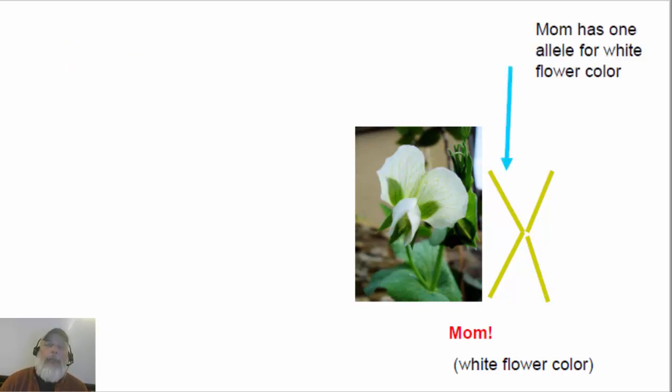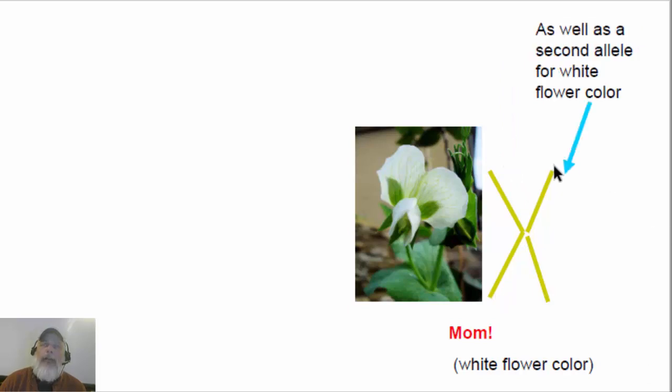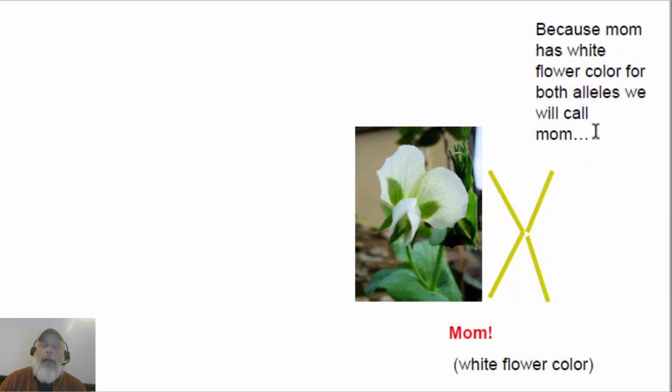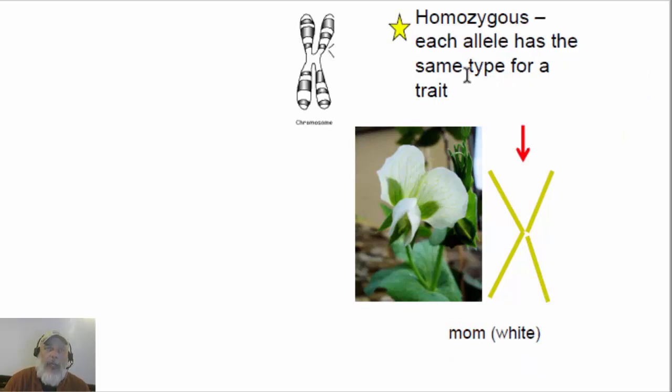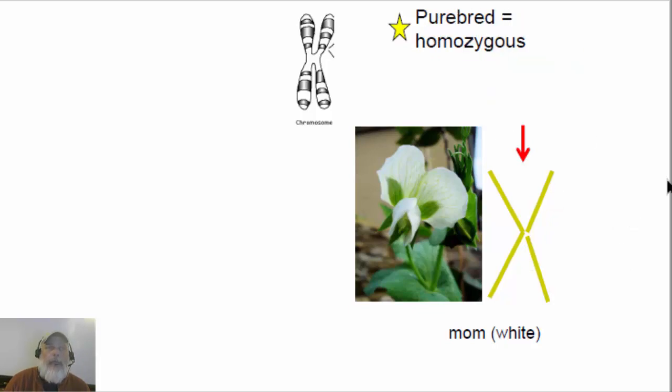Ta-da! All right. Now, Mom has an allele for white flower color here, and Mom has an allele for white flower color here. And because Mom has white flower colored alleles for both alleles, we're going to call Mom homozygous. And homozygous means that each allele has the same type for a trait. So this allele is for white flower, this allele is for white flower. They're both for the same color flower, so they are homozygous. And another term for homozygous, sometimes it's called purebred.